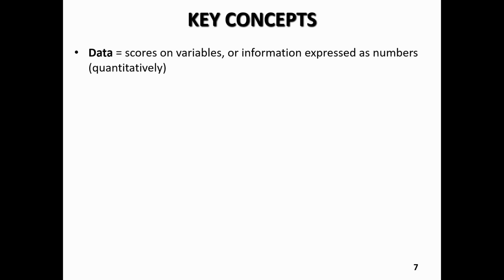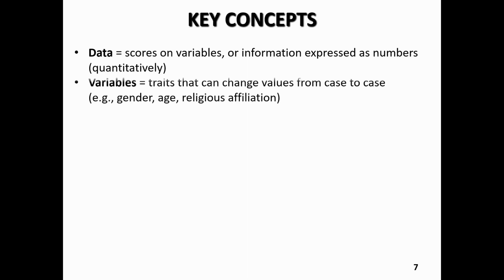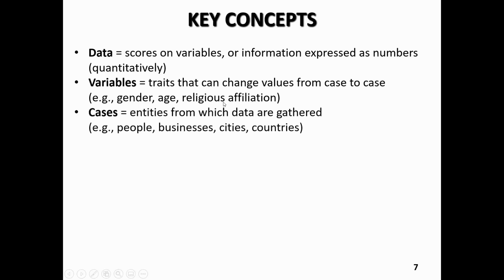In this lecture, we're going to continue our examination of measurement and sampling by revisiting and covering some key concepts. And so when we talk about data, data refers to scores, numerical values on variables that allow us to take this quantitative approach. Variables refer to traits that can change values from person to person, or just simply case by case. And some examples of variables include gender, age, religious affiliation.